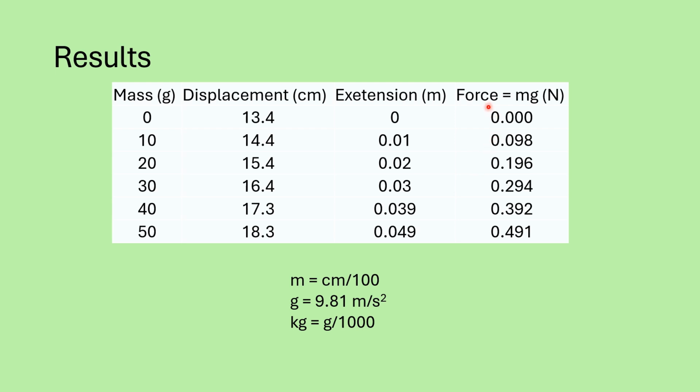Now in this last column, I calculated the force, which is the mass times the gravitational acceleration. It's going to have units of newtons. Here's the gravitational constant of acceleration, that's in meters per second squared. And we had to convert the mass to kilograms because the units of newtons require kilograms. So I had to divide the number of grams by 1,000. So this is the force downward on the spring due to the weight and gravity, expressed in newtons. And this is the extension of the spring from the 0 point in meters.